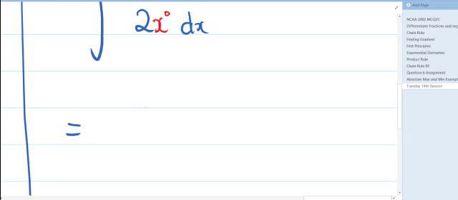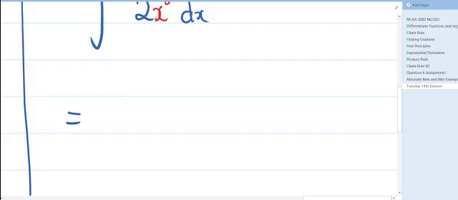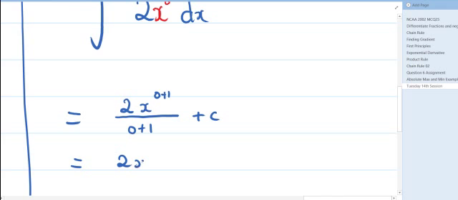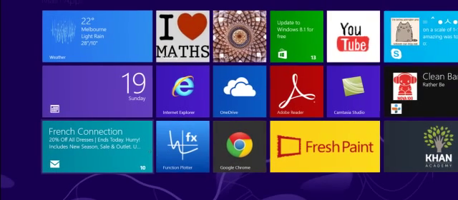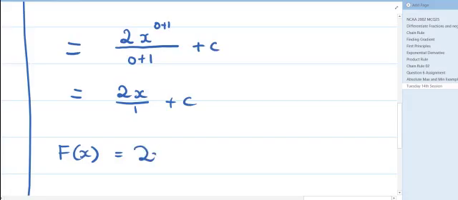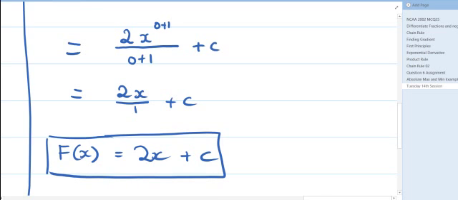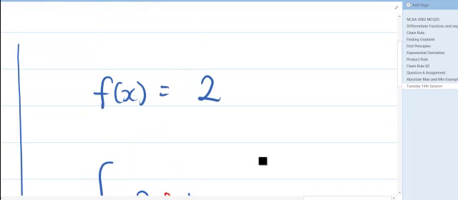So let's write this out a bit more appropriately. This is now the same thing as saying antidiff according to the rule, a, which is 2, x to the power of 0 plus 1, not minus 1 anymore because you're antidiffing, and then over 0 plus 1. So this gives me an answer of 2x over 1 plus c, and this just gives me capital F of x is equal to 2x plus c. Okay, this is my answer. This is the answer for an antiderivative of 2.